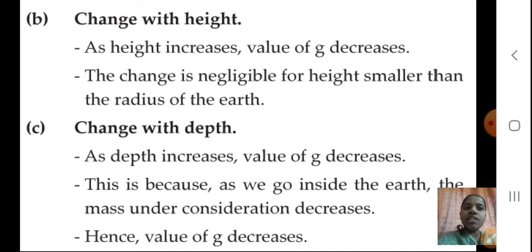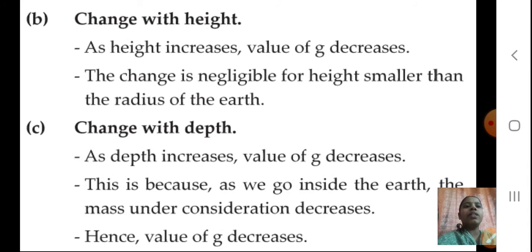Now, change with the depth. As the depth increases, the value of g decreases. This is because as we go inside the earth, the mass under consideration decreases. Hence the value of g also decreases. Whatever the mass we are considering is very less, so the value of g also decreases.